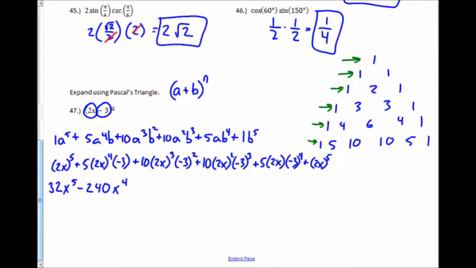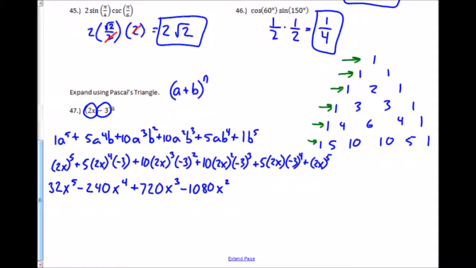All right. In the next one, I've got to do the 2 to the 3rd power, which gives me an 8. But then I have to multiply that by the 10 and also by the negative 3 squared, which gives me a 9. So that gives me a positive 720 with an x to the 3rd. The next one, I'm going to have 2 to the 2nd power, which is 4. I'm going to have negative 3 to the 3rd power, which is a negative 27. But then I have to multiply the 4 and the negative 27 with the 10. So that gives me a negative 1080, and I'll have an x to the 2nd.